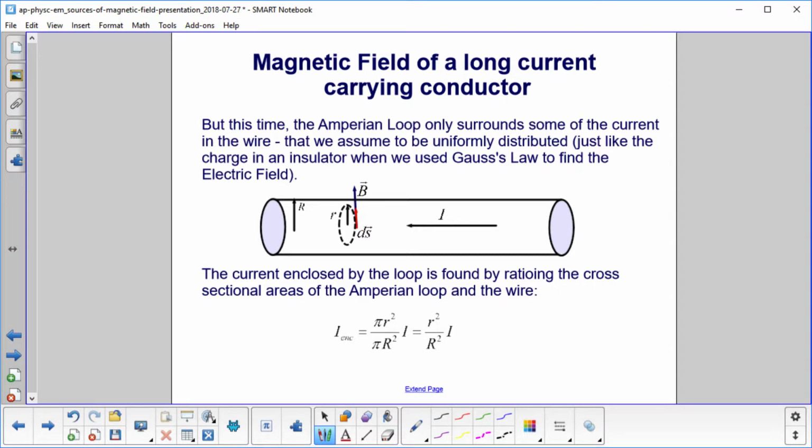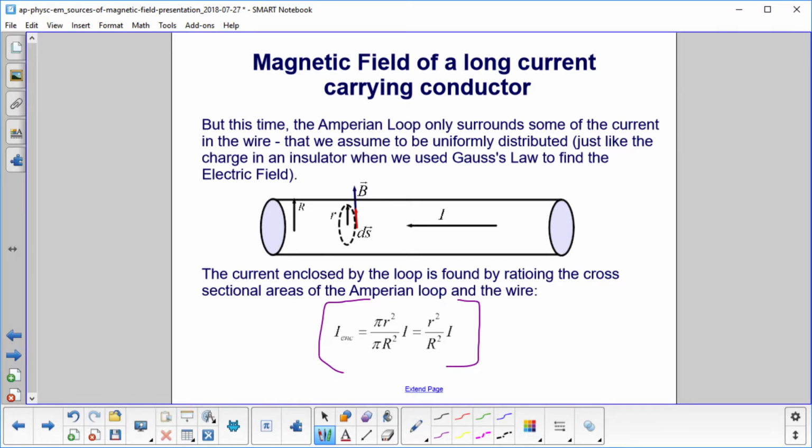We're assuming it to be uniformly distributed, which again, that's just what we did with an insulator when we used Gauss's law to find the electric field. So this time, instead of talking about charge density and doing all the work, we're just going to ratio the areas. It's the same answer.